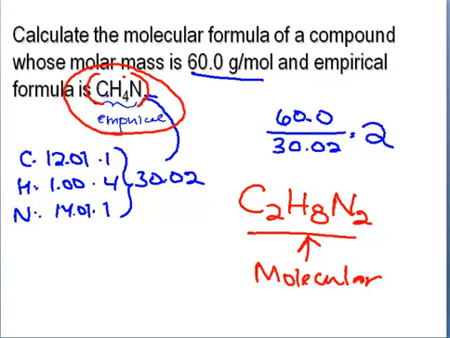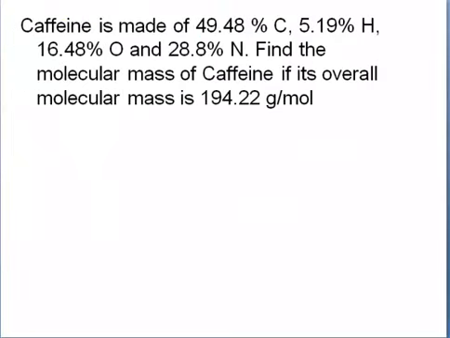Let's try another one. Let's go over here and try a different one. Now we have to figure out the empirical formula. So, caffeine is made of 49.48% carbon. So I take 49.48 divided by 12.01, which is the molar mass.